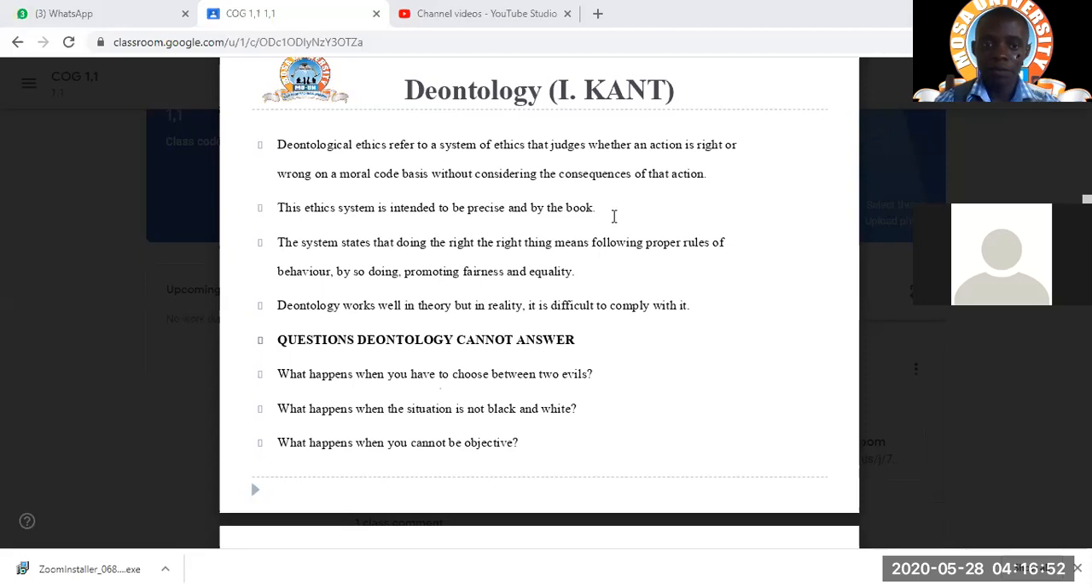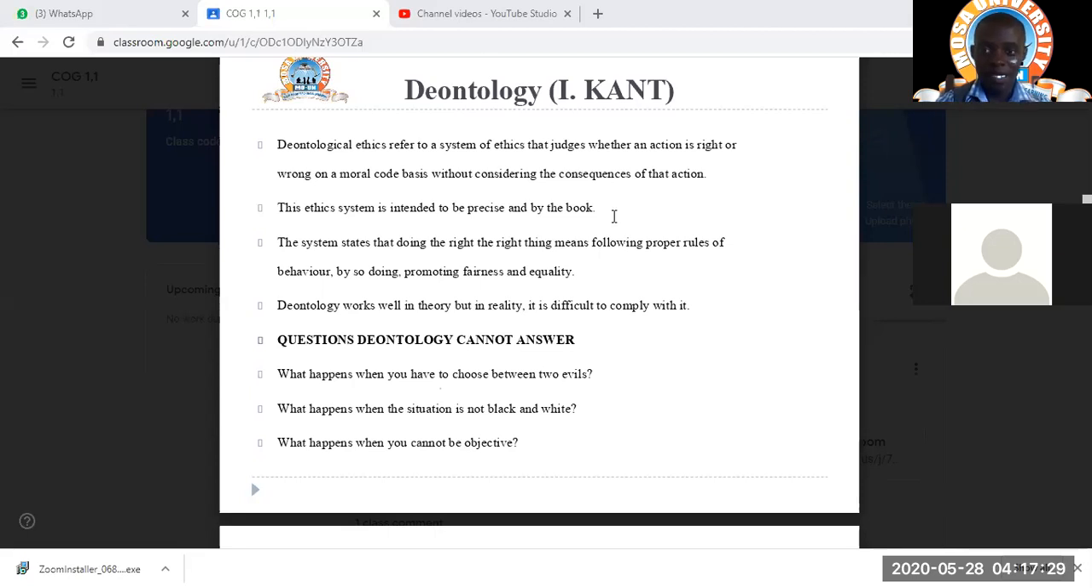Okay, further we are saying the deontological system states that doing the right thing means following proper rules of behavior and by so doing promoting fairness and equality. Okay, the reason why deontology focuses on following the exact rules is because the same way you follow the rules in dealing with one's problem, that is how you follow them in dealing with another person's problem. Okay, so there's no difference in the way you tackle problems. There's fairness and there's equality if you are following the theory of deontology. That's basically what it means.